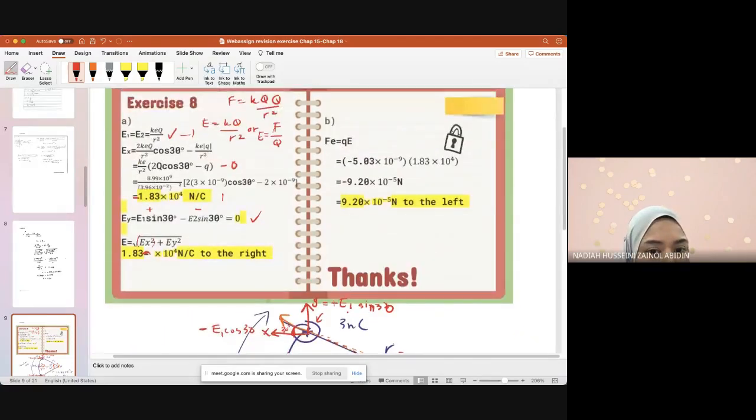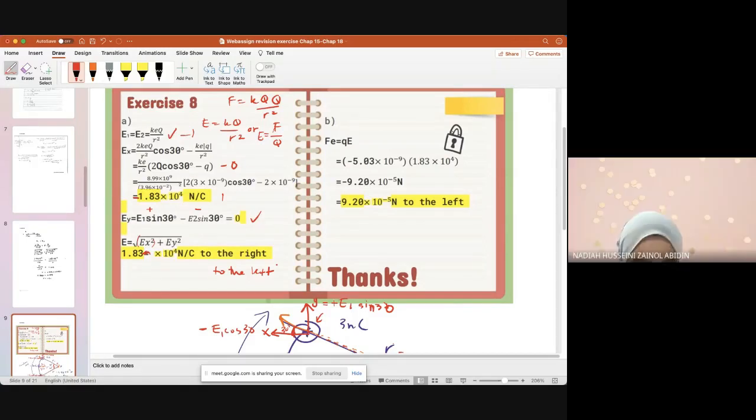Is it because our EX is negative, our EY is zero? So actually it's to the left. Let me check my working. I got to the right. The answer says to the right, but I think the answer is to the left.